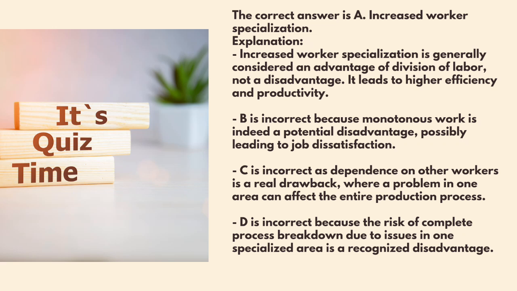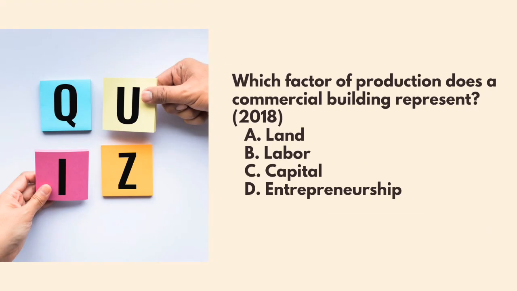Option B is incorrect because monotonous work is indeed a potential disadvantage, possibly leading to job dissatisfaction. Option C is incorrect as dependence on other workers is a real drawback, where a problem in one area can affect the entire production process. Option D is incorrect because the risk of complete process breakdown due to issues in one specialized area is a recognized disadvantage.